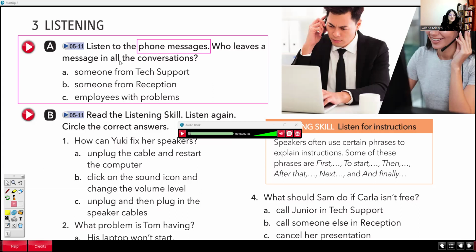All right, so is it someone from tech support? Is it someone from reception? Or are employees with problems? All right, so again, remember that we are focusing on the person who leaves the message, not the person who receives the message. So that's something important to keep in mind. Let me give you a few more seconds to vote. So who leaves a message in all conversations? I like the answers that we already have because, yeah, they're kind of correct.